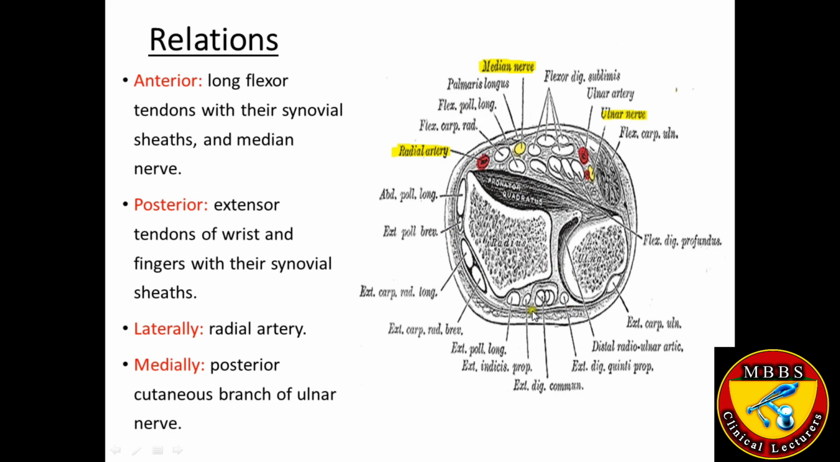Apart from that difference, the median nerve is also present on the anterior side over here. And the ulnar nerve is also present over here, but it is not more towards the anterior. You can say anterior lateral margins over here. And the radial artery, you can see, this is the medial margin. The ulnar nerve is on the medial margin. The radial artery is present on the lateral side, and the posterior cutaneous branch of the ulnar nerve is present on the medial side. In such a way, these are the relations.